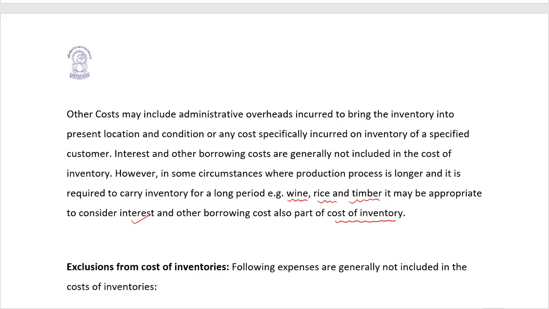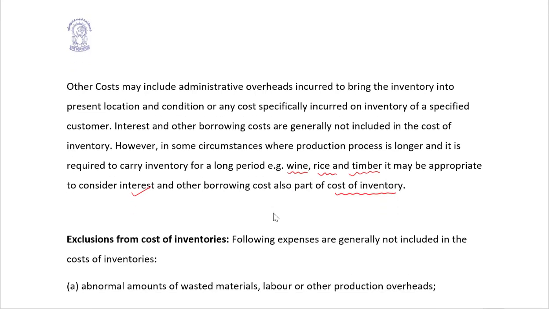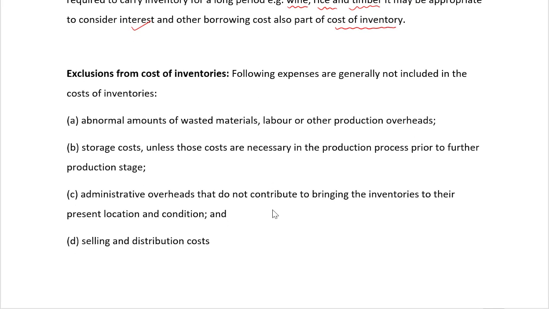Let us learn the exclusions from cost of inventory. The following expenses are generally not included in the cost of inventories. Let us quickly learn it. First, abnormal amount of waste material, labor and other production overheads. Second, storage cost, unless these costs are necessary in the production process prior to a further production stage. Third, administrative overheads that do not contribute to bringing the inventories to their present location and condition. And fourth, selling and distribution cost.